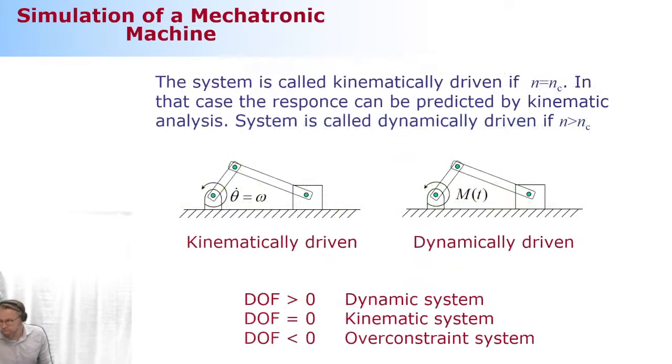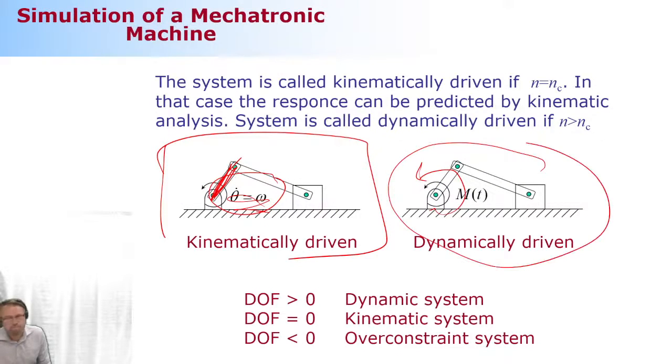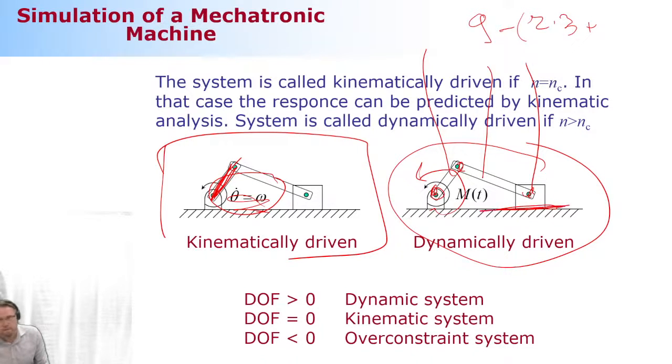So the number of degrees of freedom here is going to be how much? Let's compute. There are 1, 2, 3 moving bodies, so it's going to be 9 degrees of freedom. Then I have here revolute, revolute, revolute, so it's going to be 2 multiplied by 3 for the revolute joints. And then there's a translational joint, which will need 2 constraint equations. So there's a 1 degree of freedom system.